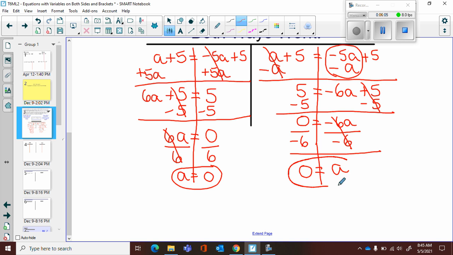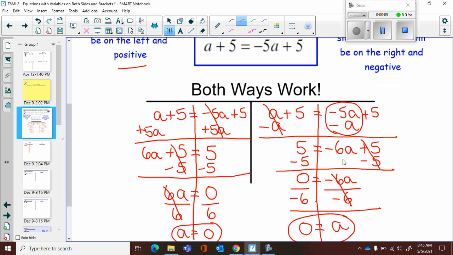So we do get the exact same answer. So it doesn't matter what way you do it. Some people like to keep their a's always positive, so they move the variables over in a way that's going to leave them with a positive variable. Some people just like to have them on the right-hand side or the left-hand side, so it really doesn't matter as long as they're all together on one side, and then you solve.